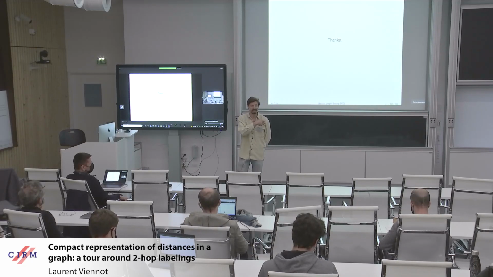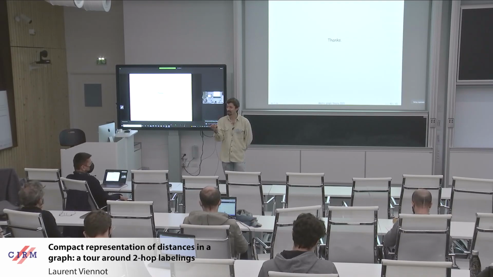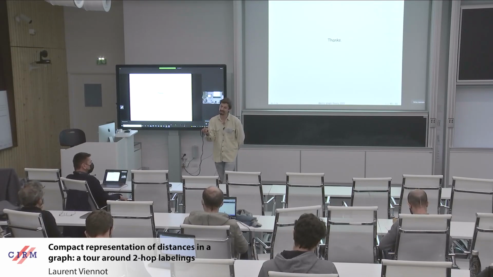If you do the construction I said for the trees, you get log n hubs per node. So this is also log square n bits. So in terms of size, two-hop labeling is optimal for tree, but in terms of query time, there are ways to do better.